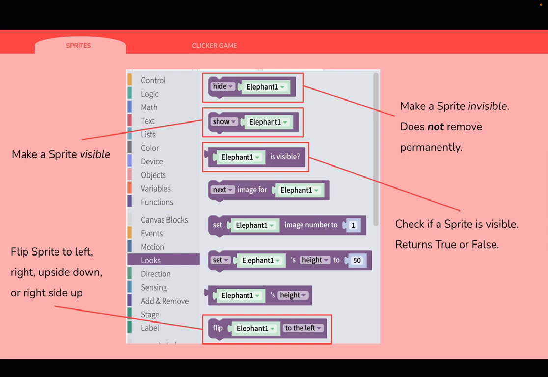And then skipping down to the bottom here, we have another block that we are familiar with from last class, which is the flip to the left, to the right, upside down, or right side up block. That block allows us to flip a sprite's image in all these 4 different directions in order to give it a little bit of animation.